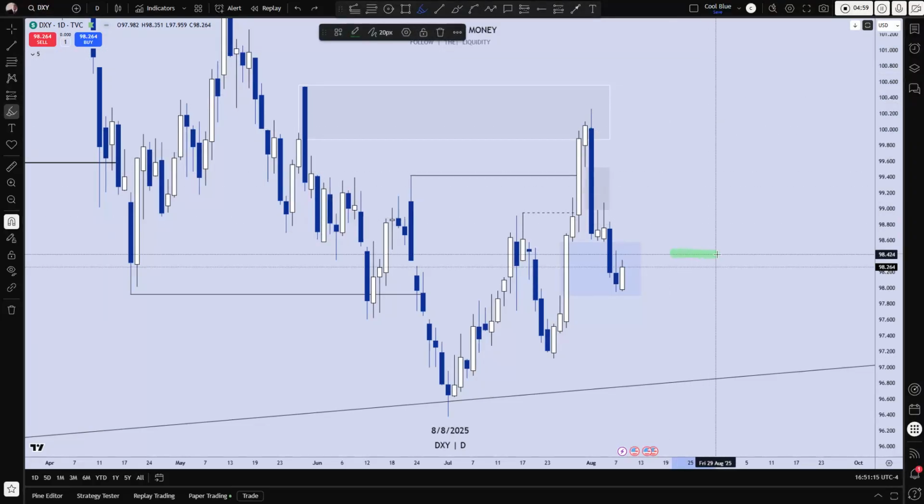If it comes in slightly hot, and the expectation is 0.3, if it comes in at 0.3 and above, you're going to expect that US dollar to gain a little strength. And in the near term, that's what I expect.